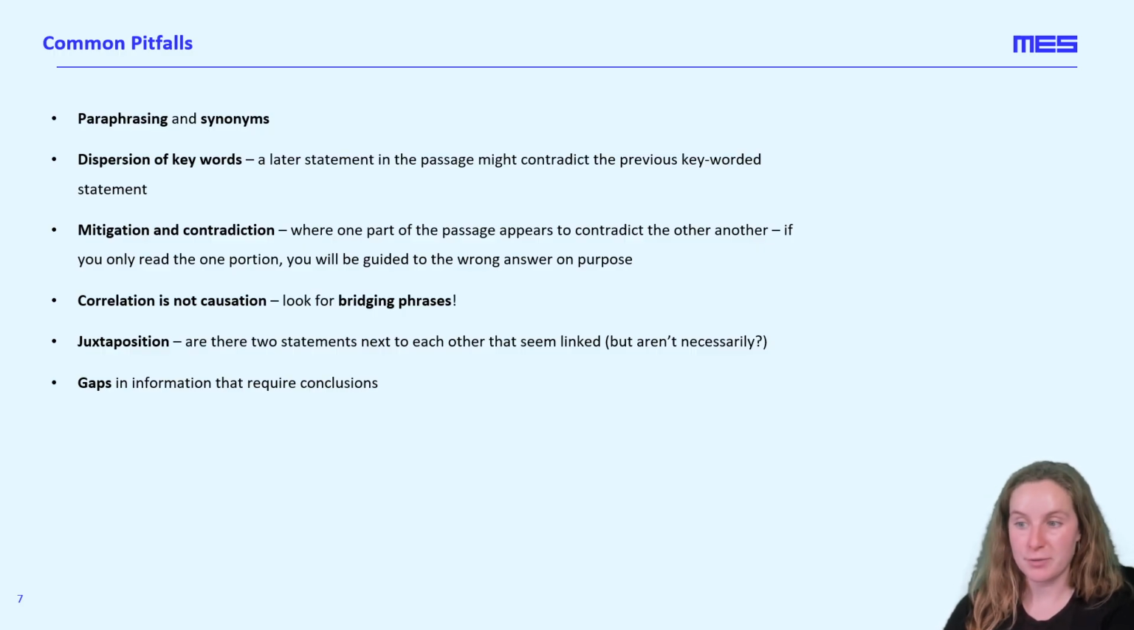You'll also want to be mindful of gaps in information that require conclusions, especially in those types of questions where you're asked which is not one option. That makes you have to look for information that's not there, which requires you to read a little bit more around to see what options actually are presented, and then make your conclusion on which one is not.